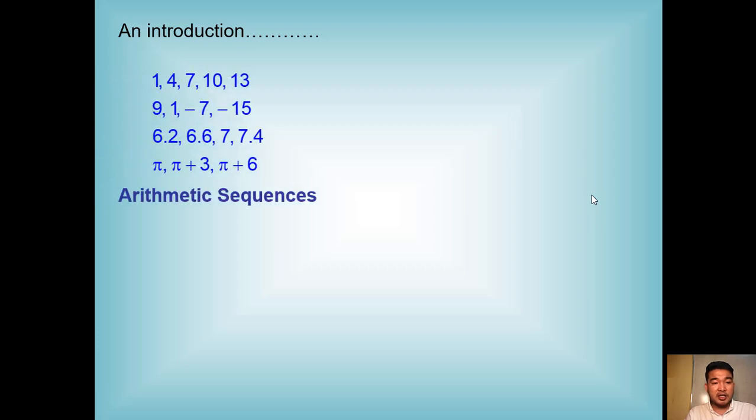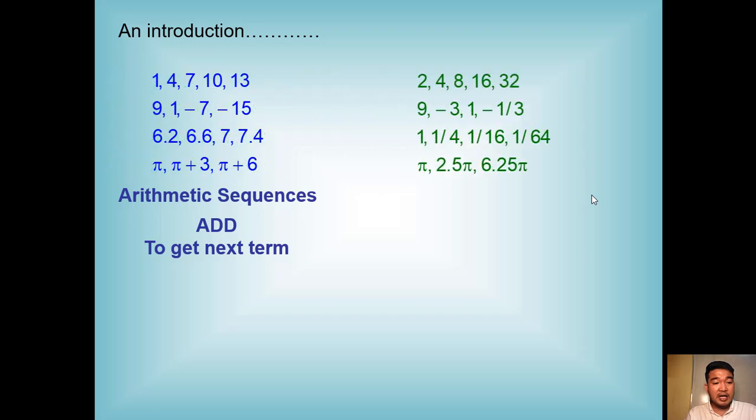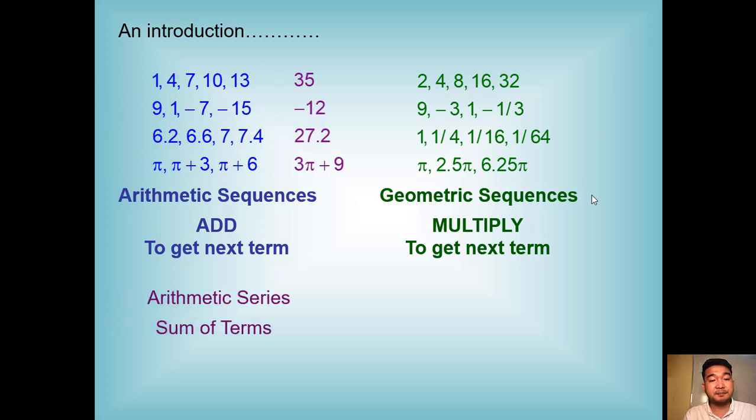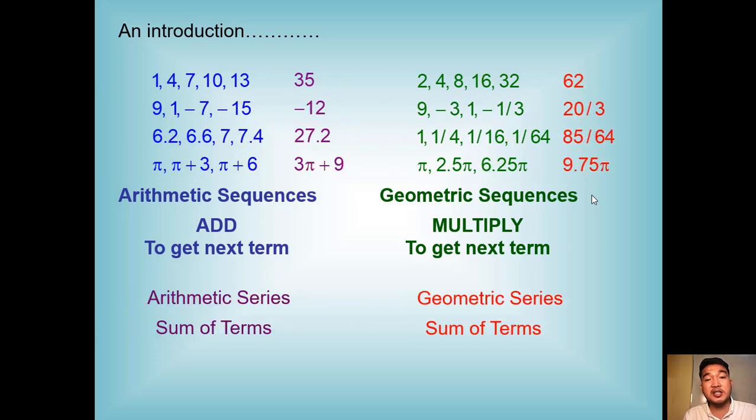Okay, an introduction. In an arithmetic sequence, you add to get the next term, while for a geometric sequence, by the way, we will be discussing that in the next video, you multiply to get the next term. That's the difference. If it is an arithmetic sequence, to get the next term, you just add. And in a geometric sequence, to get the next term, you just multiply. So, arithmetic series, sum of terms. Geometric series, sum of terms also.